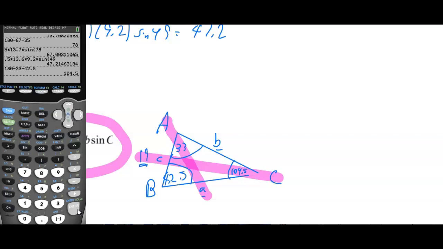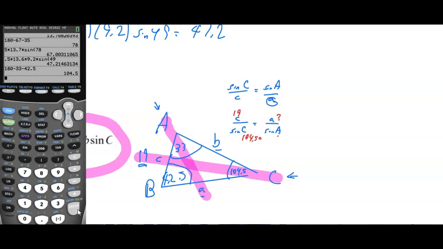Now we're going to use law of sines, and remember, law of sines has sine of big C divided by little c equals the sine of big A divided by little a. In this case, our pairs are the A pair and the C pair, so we use A and C. Our unknown is little a, and we want the unknown to be on top, so I'm going to flip this over so that the unknown is on top. It makes it easier to do the algebra. So let's plug in some of these numbers. Little c is 19. Little a is what we're trying to find out. Big C is 104.5. And big A is 33.